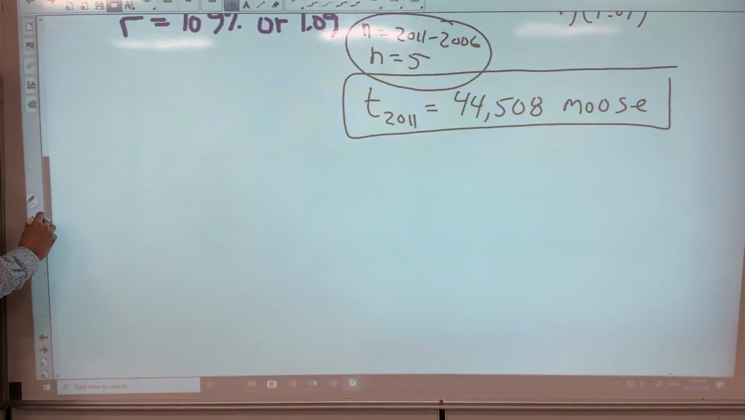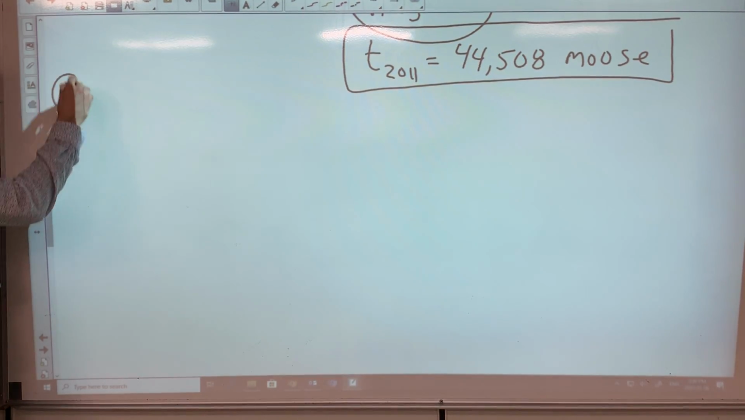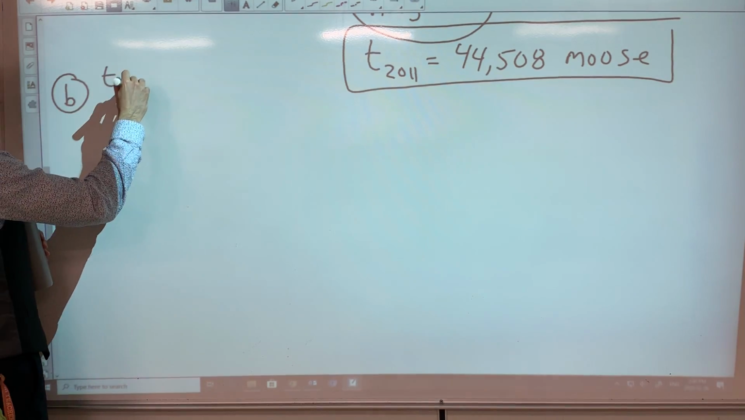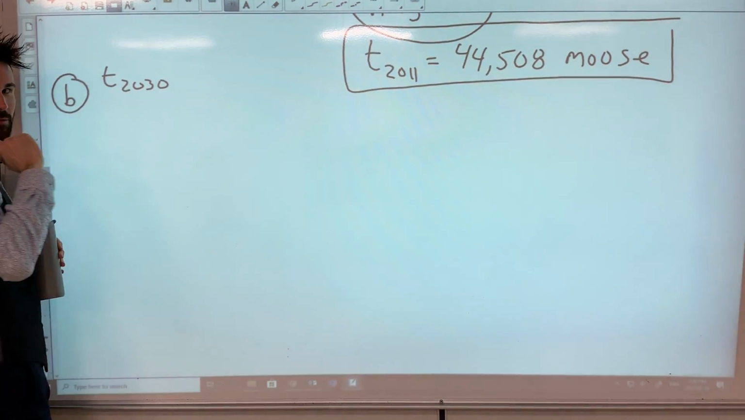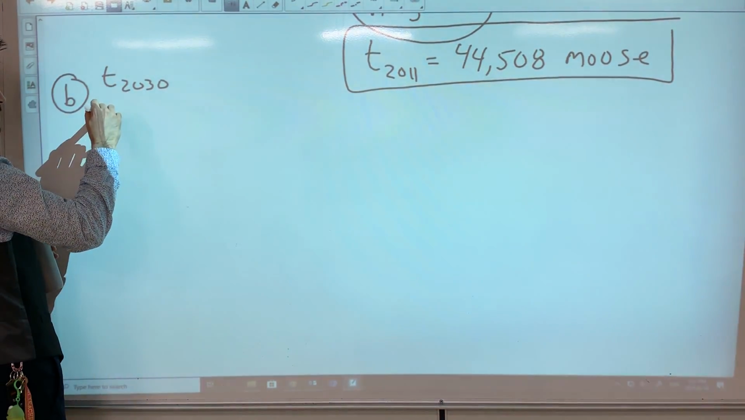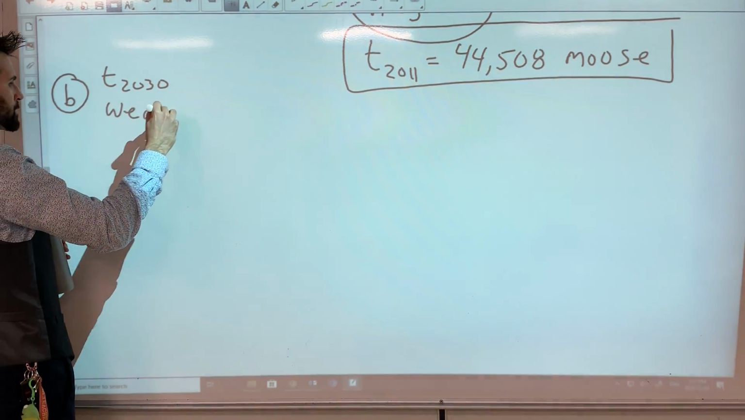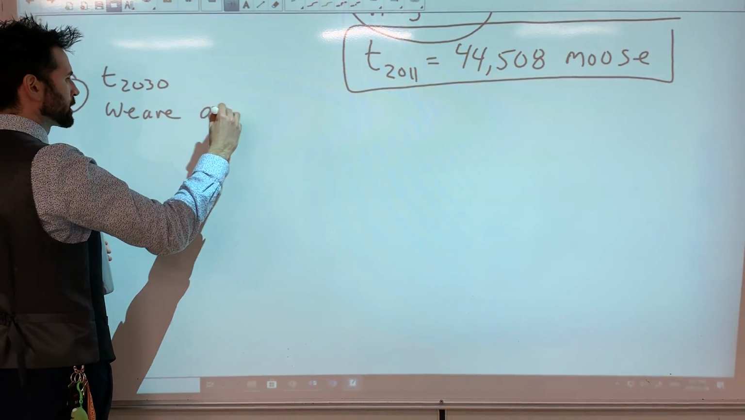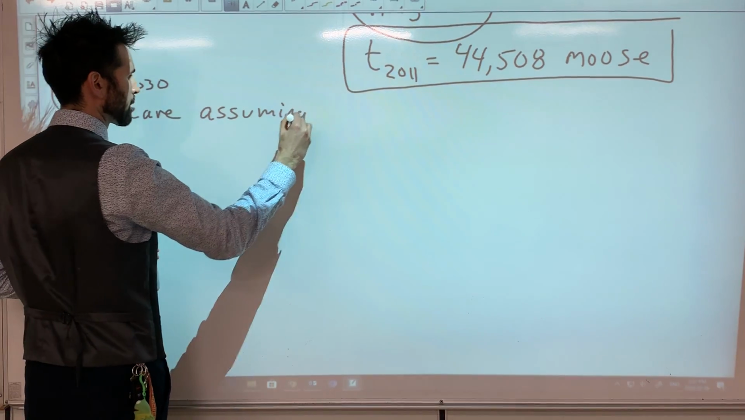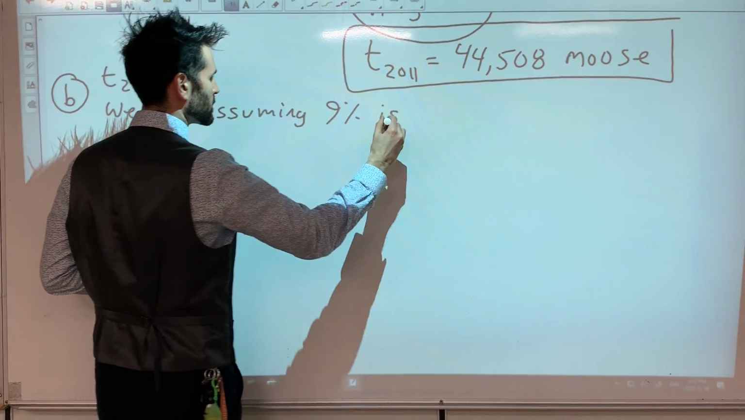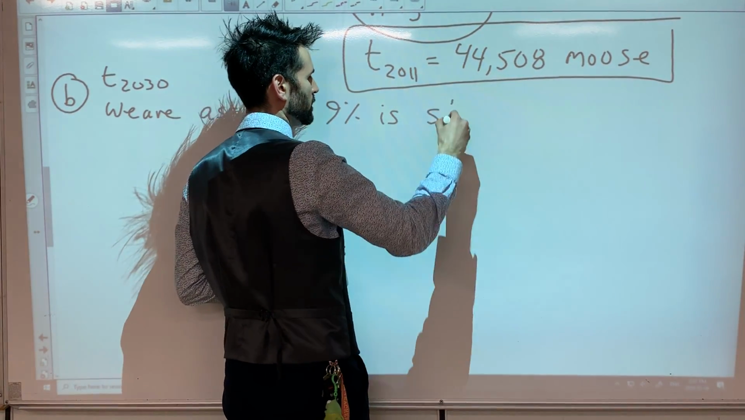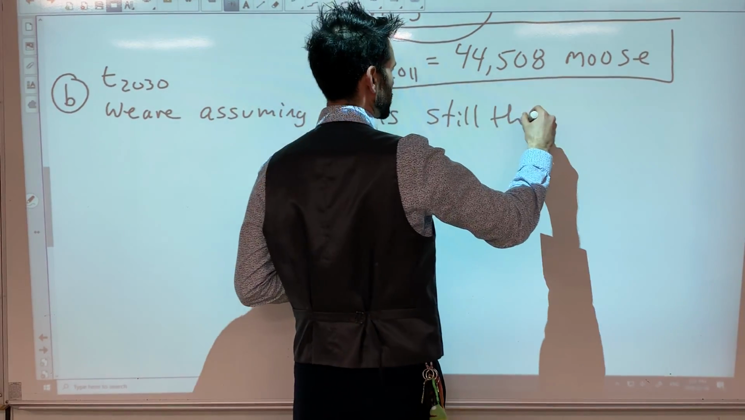So you could say something like this for part B. And honestly, I don't even know, do you want to do this? Because it's exactly the same as before. I'll just throw up the answer, but you'll say, we are assuming the population growth stays the same. We are assuming 9% is still the rate of growth.